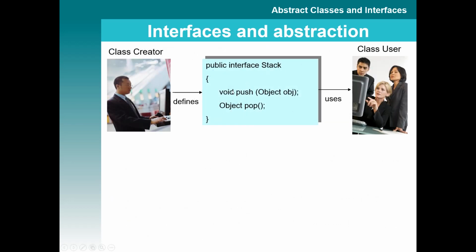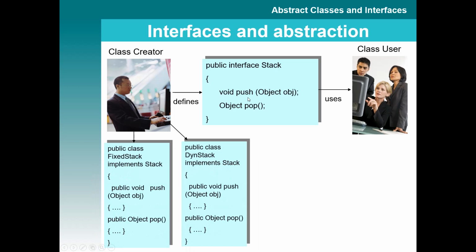For example, let's say there is a class creator who wants to create different types of stacks, and there are users who want to use these stacks. Stack is a data structure, a last in, first out data structure with push, pop, and other such methods. So the class creator could define an abstraction or the idea of a stack in the form of an interface and define the methods which are common to all stacks in the form of push, pop methods. And the class users would rely only on that abstraction.